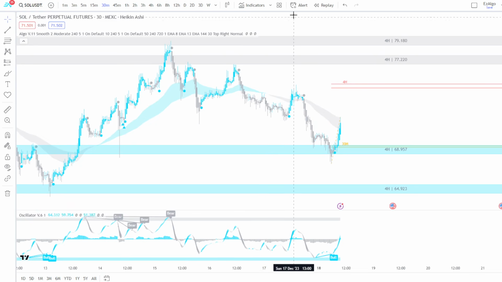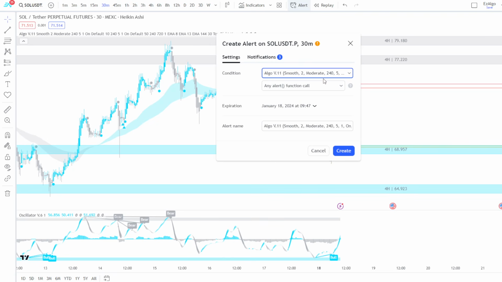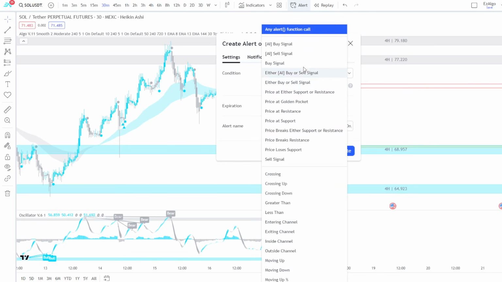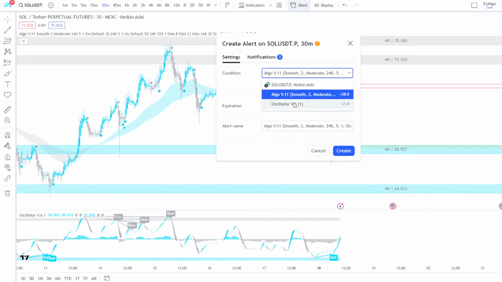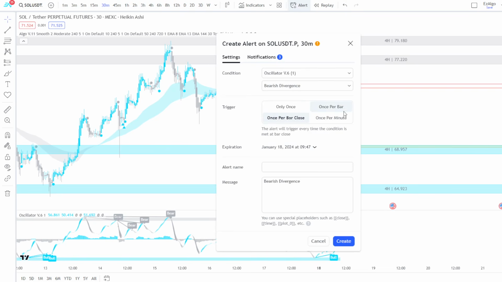All right, now let's go into alerts. So if you guys want to set alerts for the algo or the oscillator, press whichever indicator you like to set an alert for. In this case, I'll do the algo V.11. And we have tons of alerts. If you want to set alert for an AI buy or sell signal, price at support or resistance, price at golden pocket, price breaks resistance, etc. Same thing with the oscillator. We have a ton of alerts as well. Make sure it's set to once per bar close before you set the alert, and then press create.